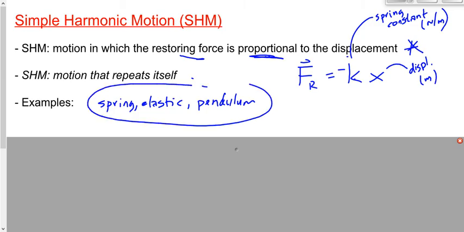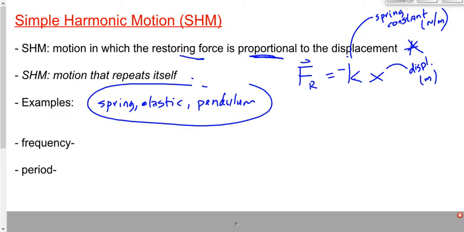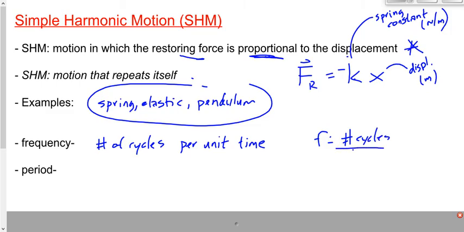The spring, the elastic, and the pendulum here. I want to define a couple of terms that you've already defined in our last unit, but in a slightly different context this time. Frequency was the number of revolutions per second or per unit time. Now we're just going to make it generally the number of cycles per unit time. And a cycle could be a revolution, but it could also be a back and forth motion of a spring or an elastic, or a to and fro motion of a pendulum as it's swinging back and forth like this. The number of cycles per unit time. The frequency would be equal to, not the number of revolutions anymore, but the number of cycles over the time.